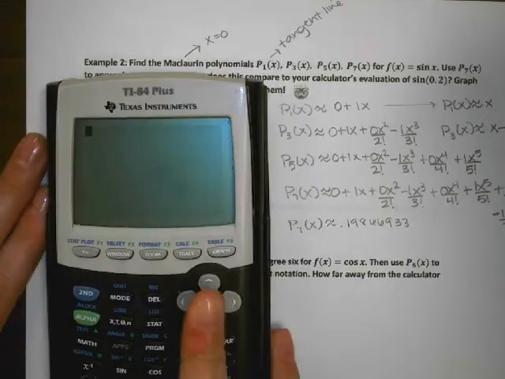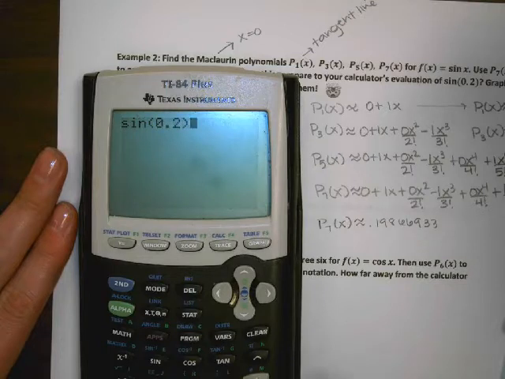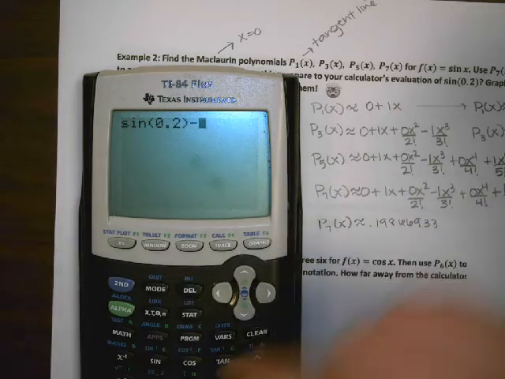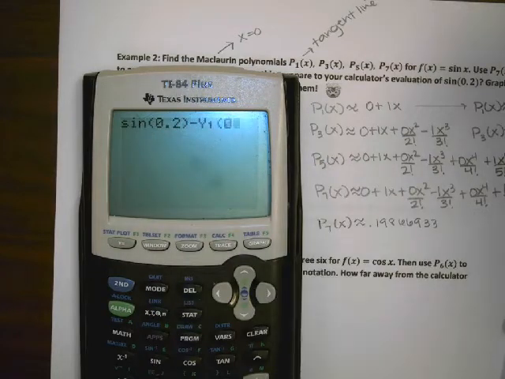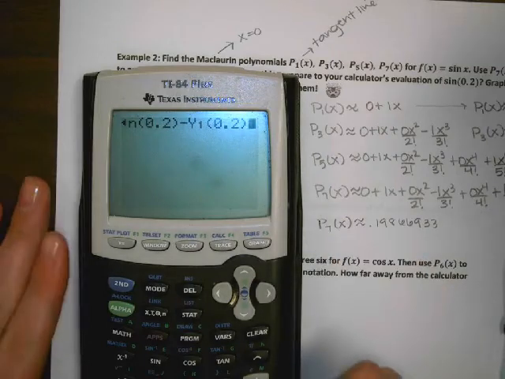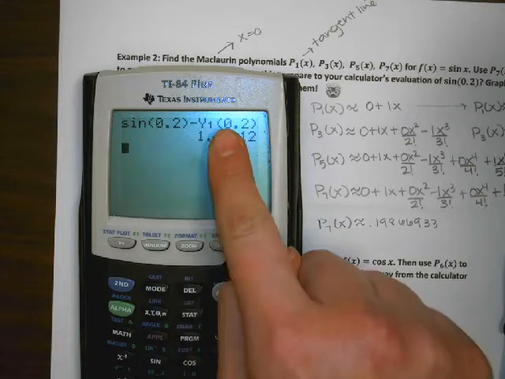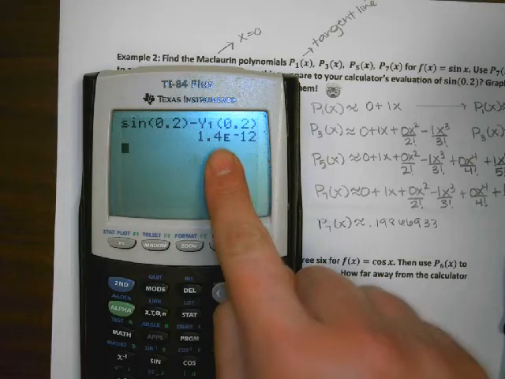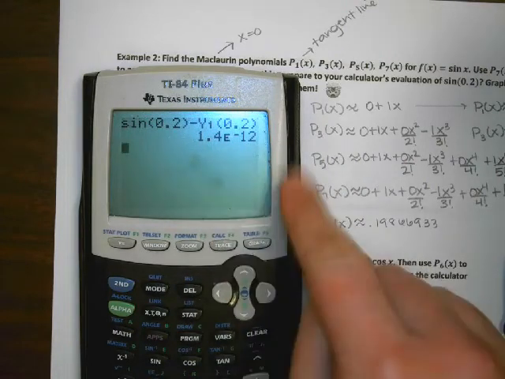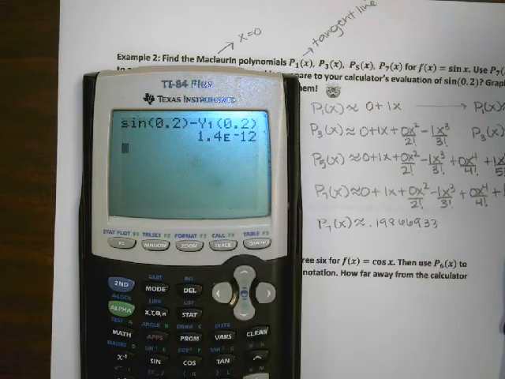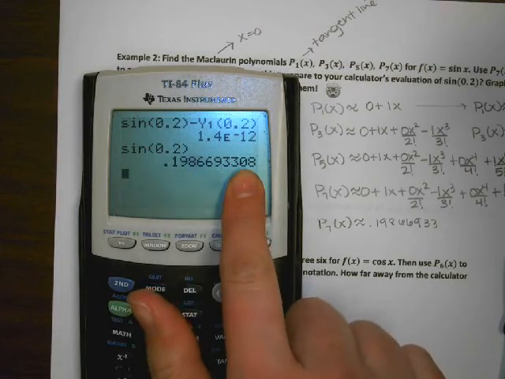So I'm going to show you guys something. If we do sine of 0.2 and we subtract off, I'm going into vars, y1, that function that I just used, 0.2. If I subtract those values from each other, this is the difference of the actual evaluation minus my approximation. So that means that my approximation was 0.000000011, zeros, 14 off. That means that if we type in sine of 0.2, all these decimals would be the same.